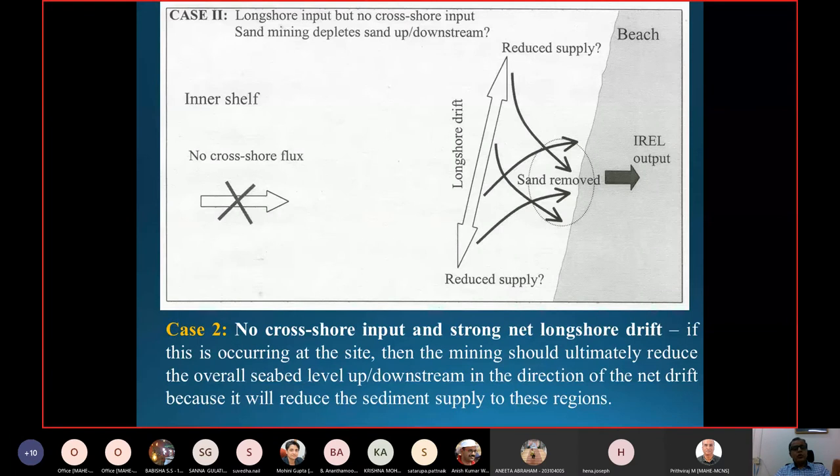What will happen? You don't have sediment coming from the offshore, but of course you have a long shore current, which is normally all wave induced current. It brings substantial sediment along shore. And then if you take a little bit, you are creating an imbalance, not much severe erosion.